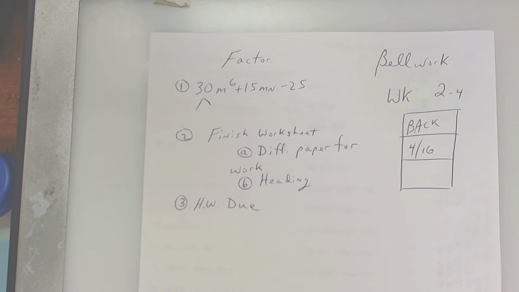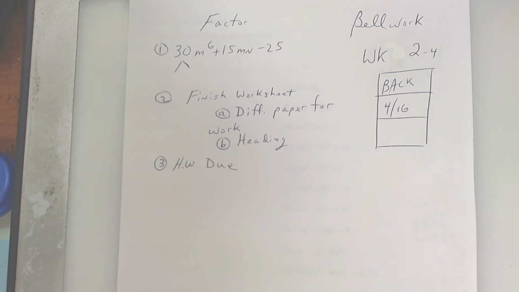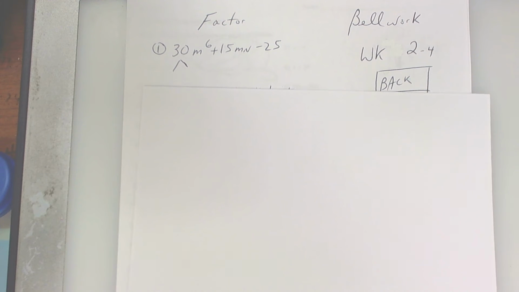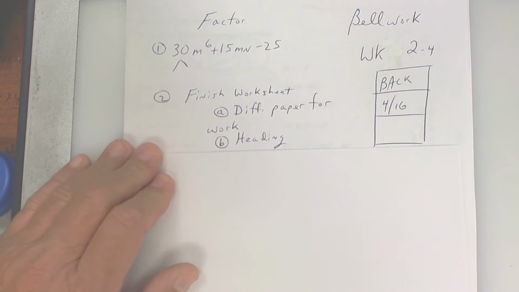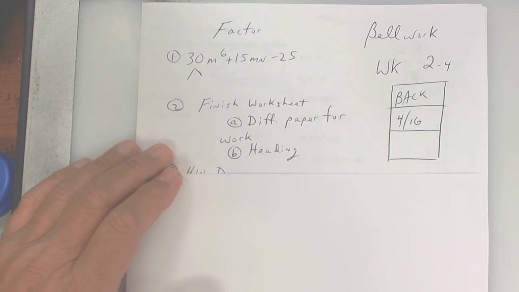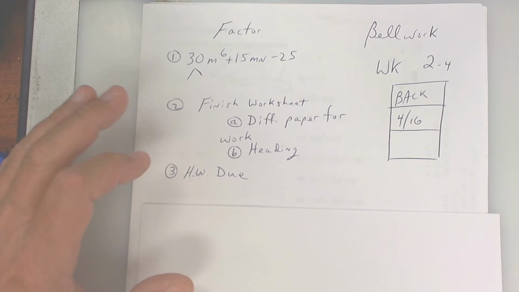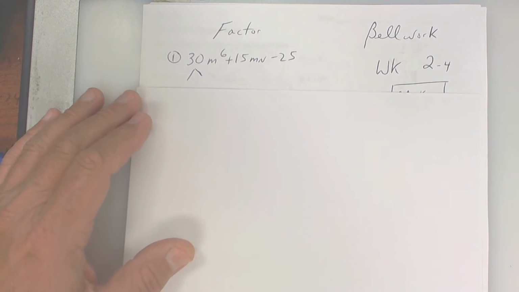Let's take a look at today's work. We're just going to finish this worksheet. Here you have to break it up, so watch how I do that. Make sure your work today is on a different sheet of paper or it will not be graded. If you didn't do that yesterday, it has to be done today. You must have a heading, and your homework for week 2 is due.